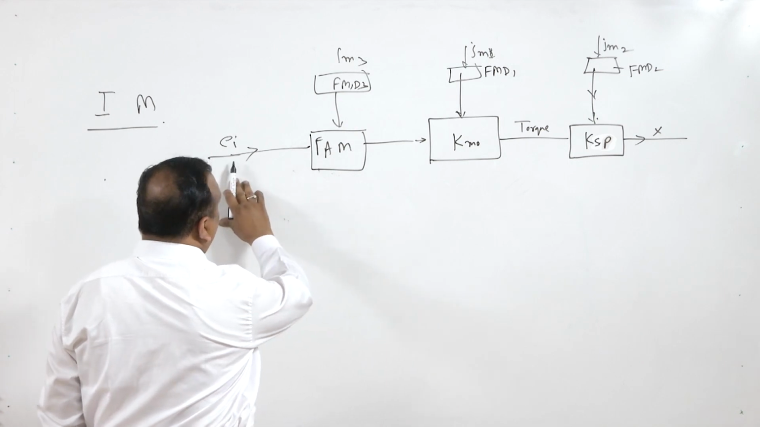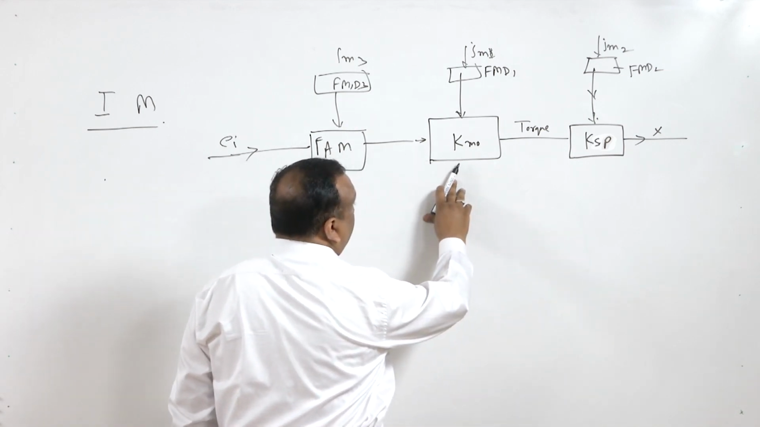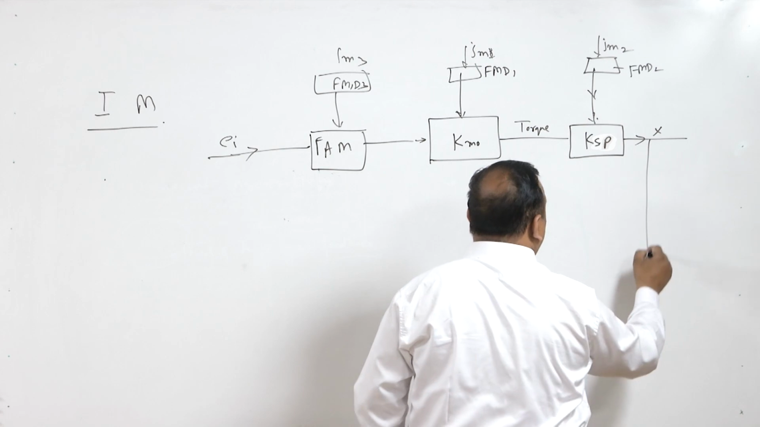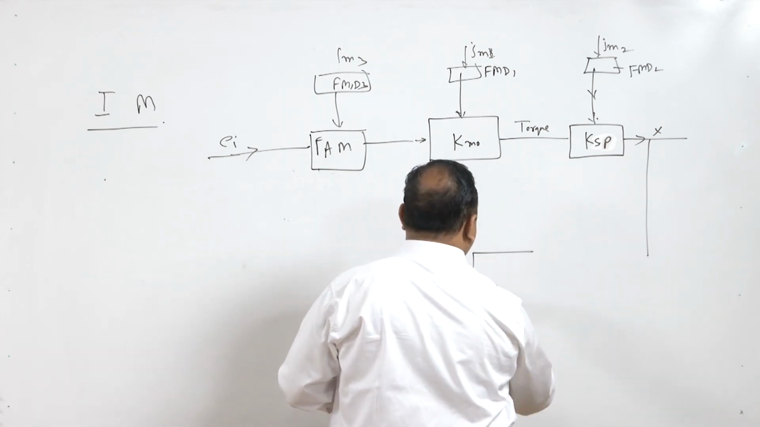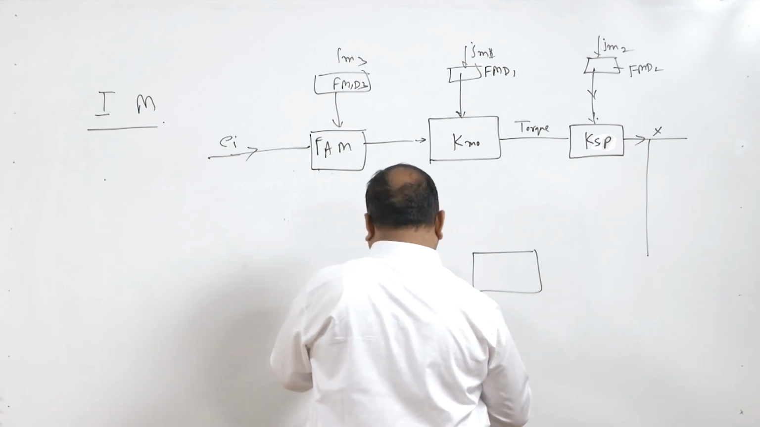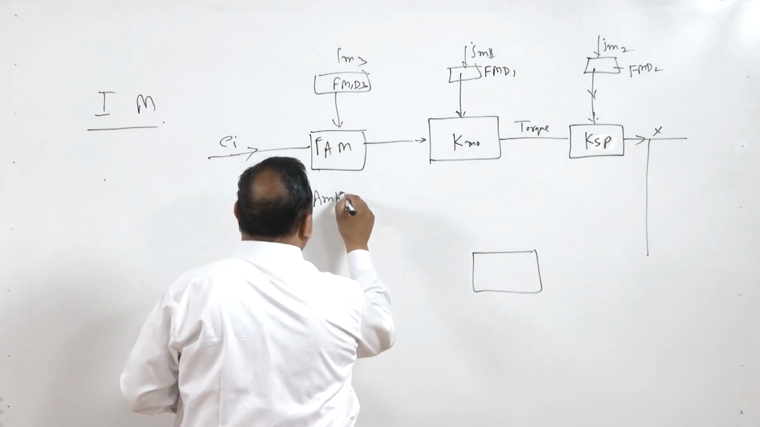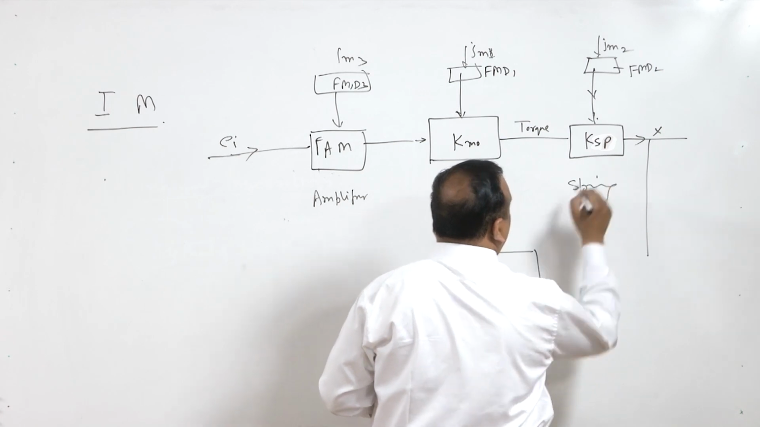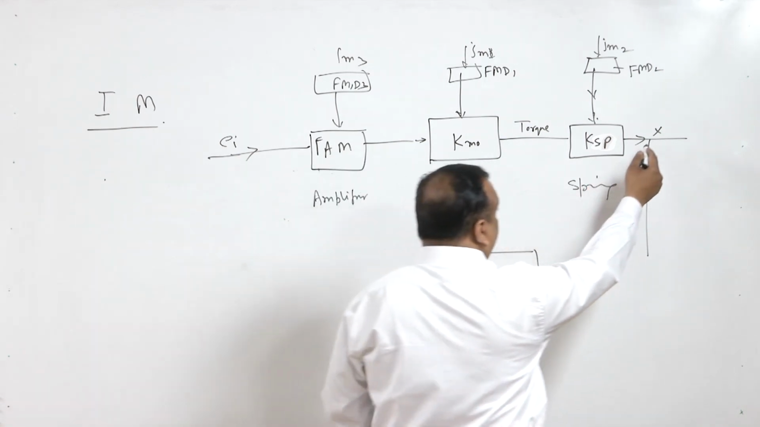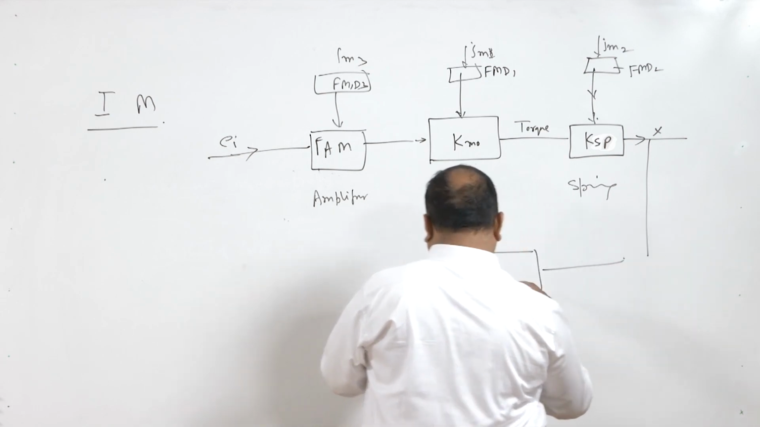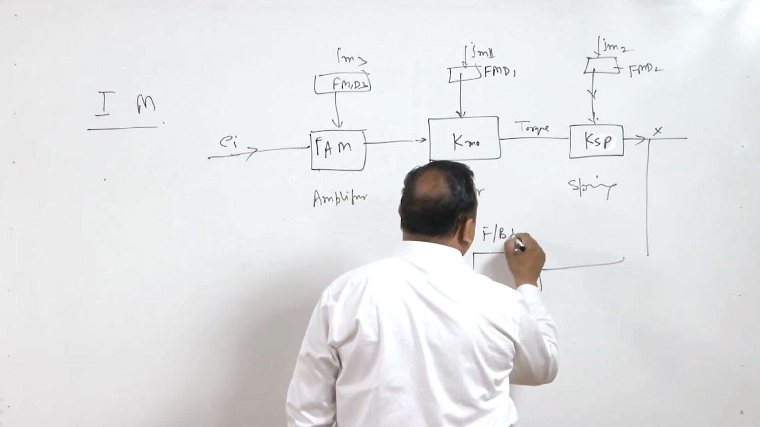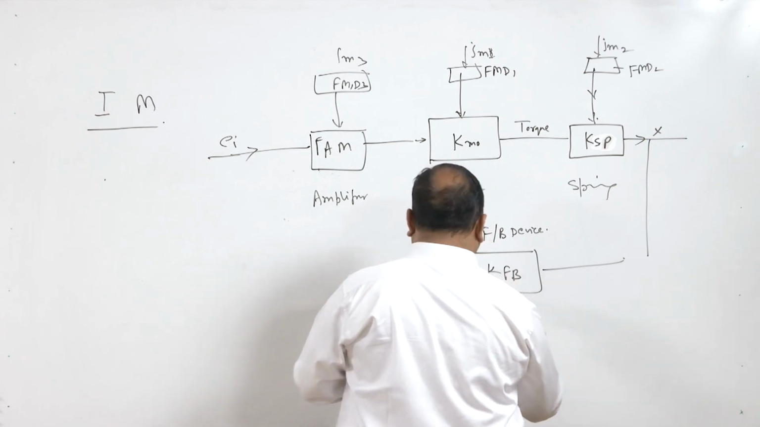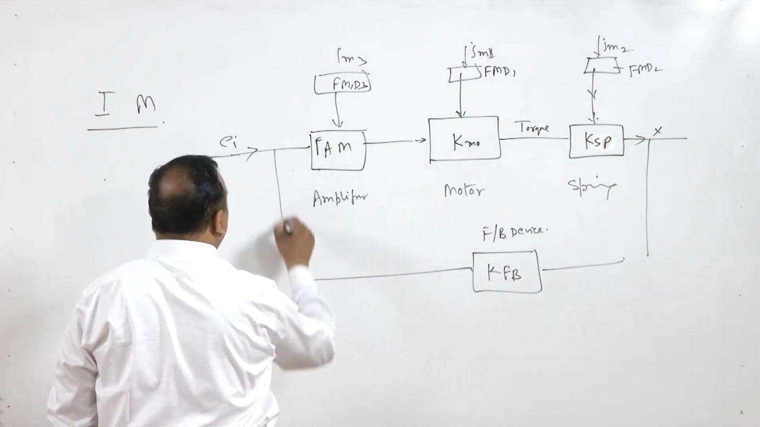Amplifier, this input signal will go to the amplifier, then it will go to the motor, then it will go to the spring, and part of this signal will be taken back, and this is a feedback. This is amplifier, this is motor, and this is spring. Now part of the signal will be taken, and this is the feedback device. Now feedback device, K feedback, and it will give this to EO.